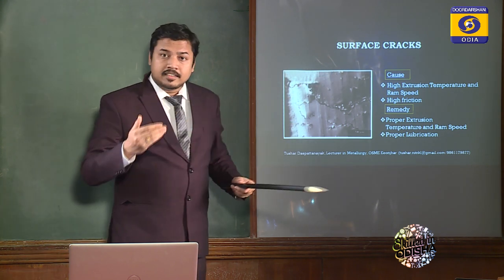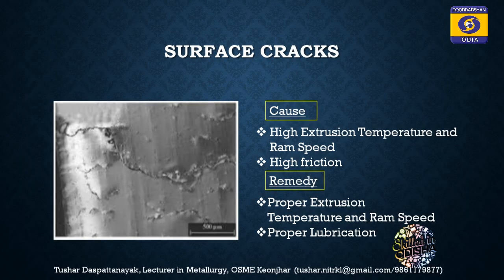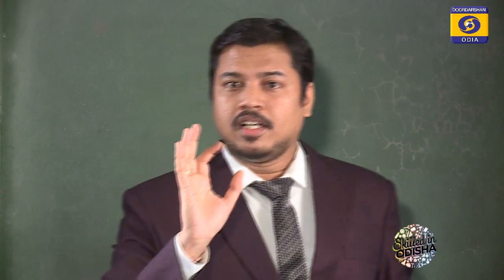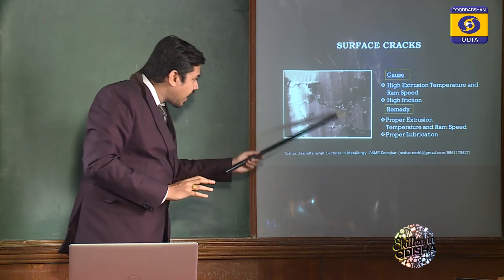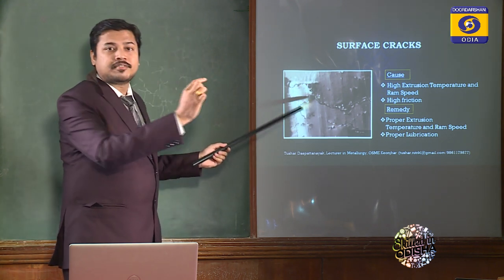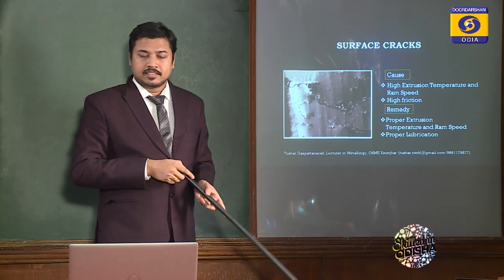How can you do that? What is the remedy? Proper extrusion temperature should be maintained, proper lubrication should be done, and ram speed should be correct as per the calculation. As per the extrusion ratio, the ram speed should be correct. Otherwise, we'll get this kind of cracks all along the surface of the metal billet.